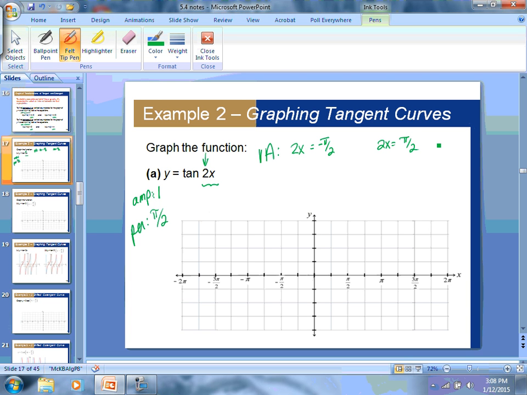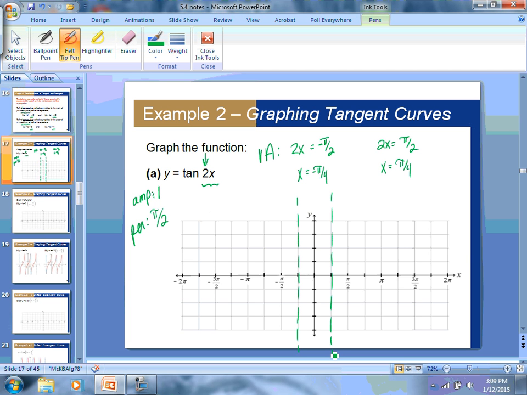Okay? So then I'm going to solve this for x. I divide by the 2, and that's going to get me negative pi over 4. So there's my first vertical asymptote. And then if I solve that for x and divide by 2, I'll get pi over 4. So there's my other vertical asymptote. That's what I want to put in my graph first. So I'm going to do negative pi over 4 and then pi over 4.